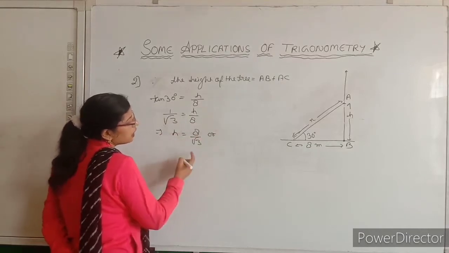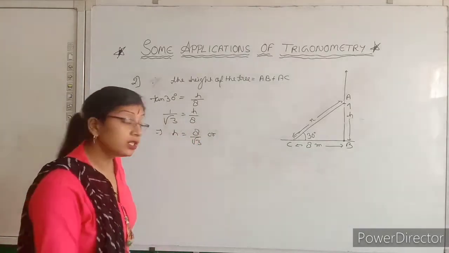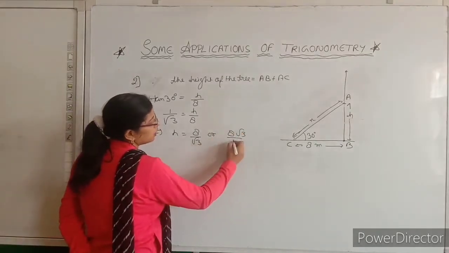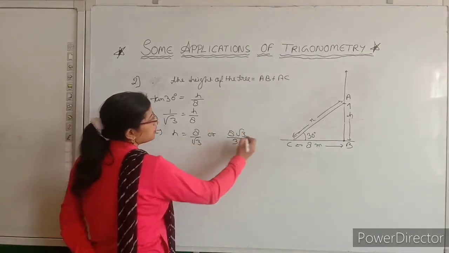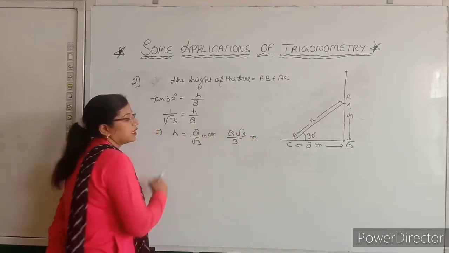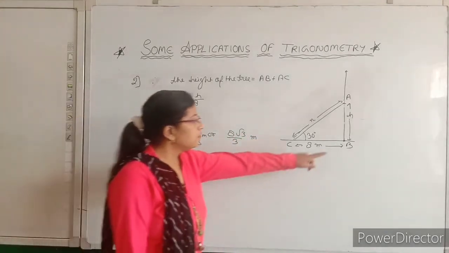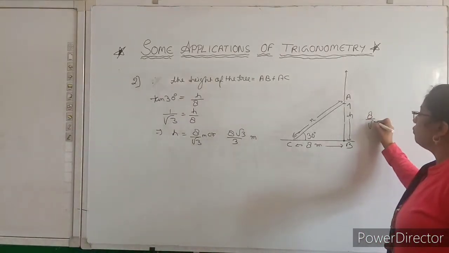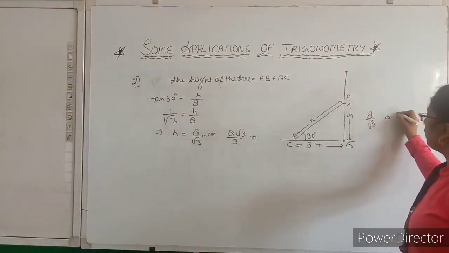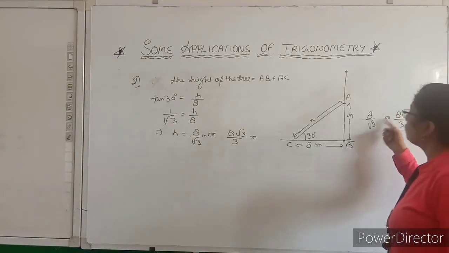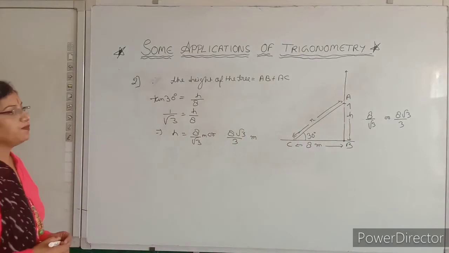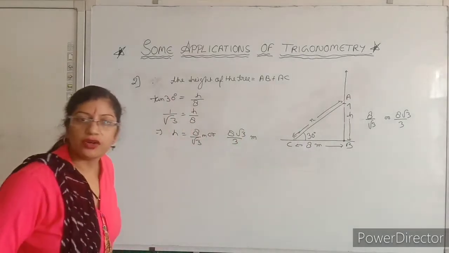Or we can say multiply up and down by root 3. So we will write 8 root 3 upon root 3 into root 3, which is 3. So this is in meter. Either this we can say this is h. ठीक है, we got h also. How much? 8 upon root 3, or we can say 8 root 3 upon 3. दोनों में से anything we can write. So this is the height of the tree. Okay, no sorry, that h is the perpendicular of the tree.